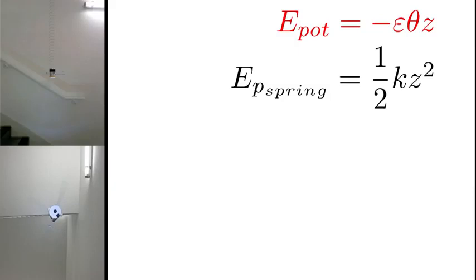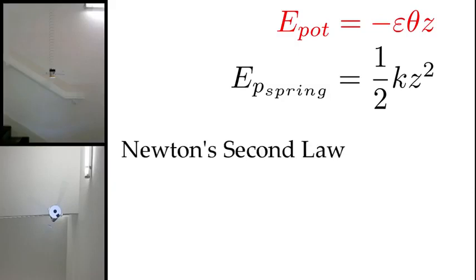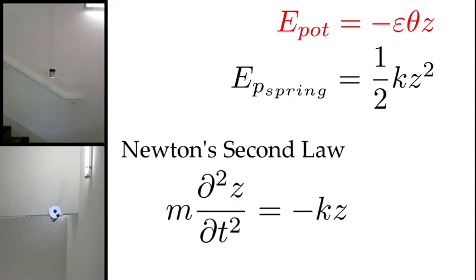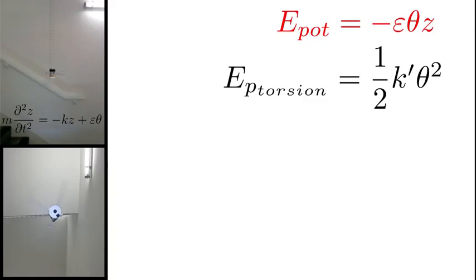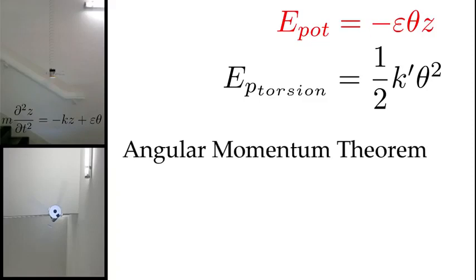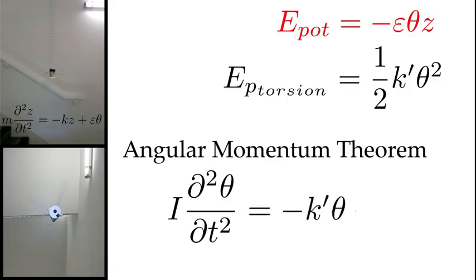Now that we have found all the potential energies, we can proceed to the fundamental principle of dynamics. The mass times the second derivative of z equals the force due to the spring, plus the term that follows the differentiation by z of the potential energy of coupling. The other equation is given by the angular momentum theorem. The moment of inertia times the second derivative of theta equals the torque of the spring, plus the force due to the derivation by theta of the potential energy of coupling.